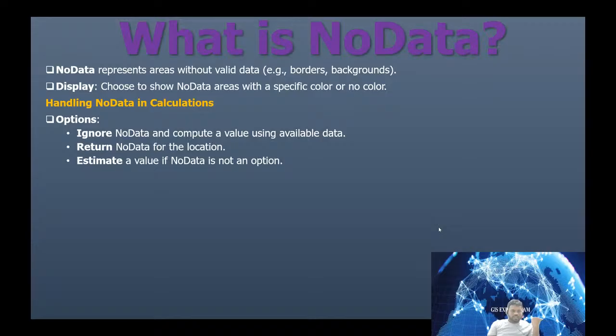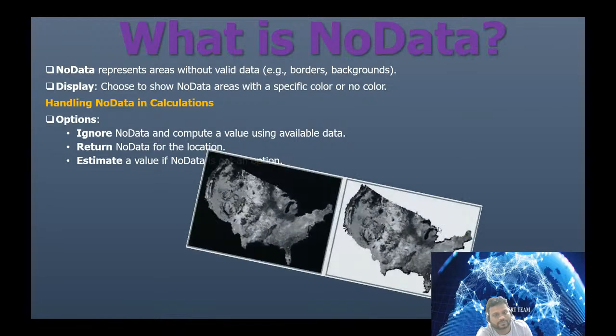Handling no data in calculation, option: ignore no data and compute a value using available data. Or return to the no data location and estimate a value. If there is no data but you want to add some information, then go to the no data point location and estimate a value at that point.